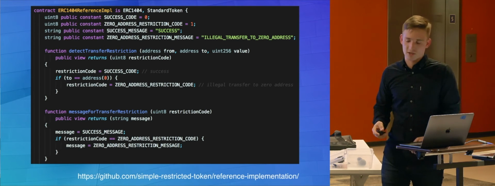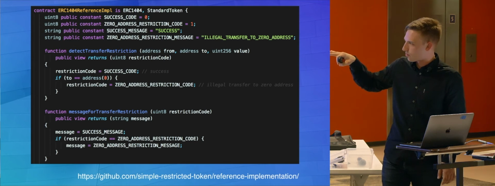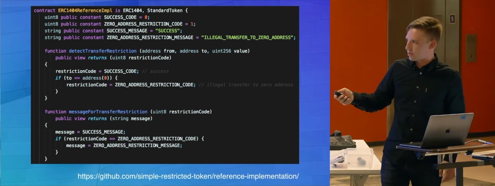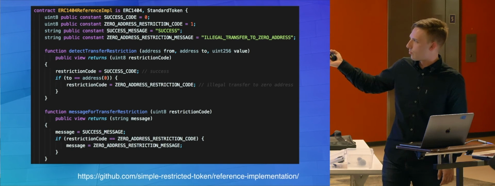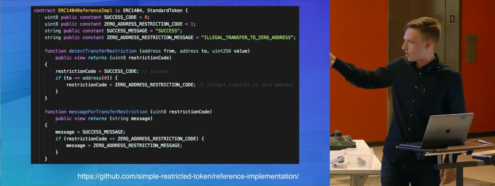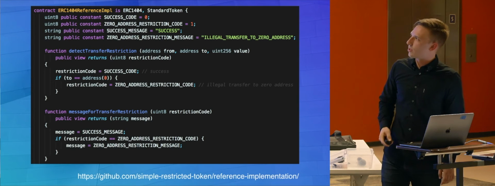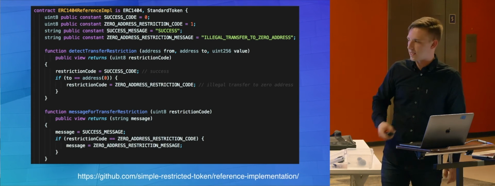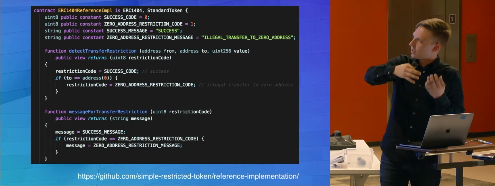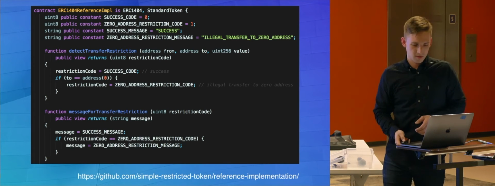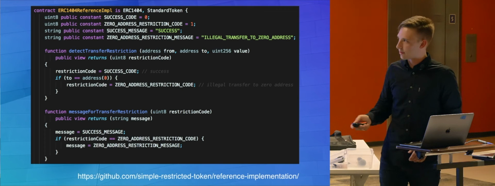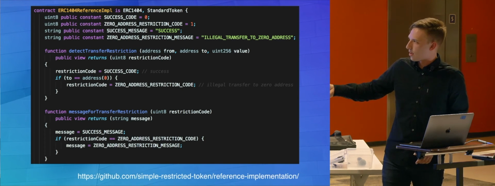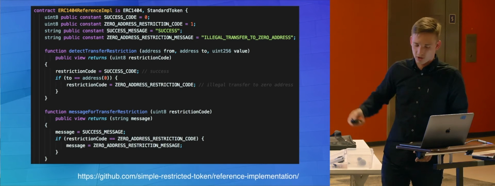And then in the message for transfer restriction function, we're using similar logic to select the message. We're being passed the restriction code, and you could reasonably imagine using something more efficient like a standardized mapping of integers to messages, talk about that at the end. But yeah, this is implementing an ERC-1404 along with the 2 extra functions you're given.